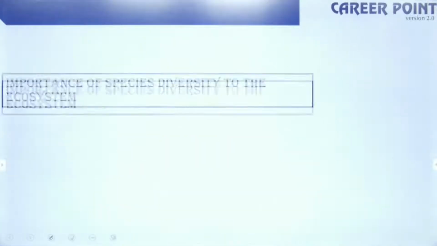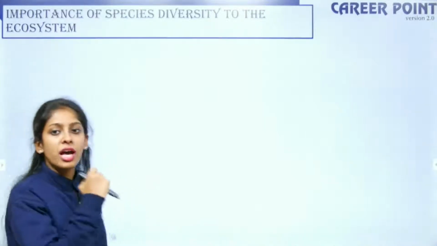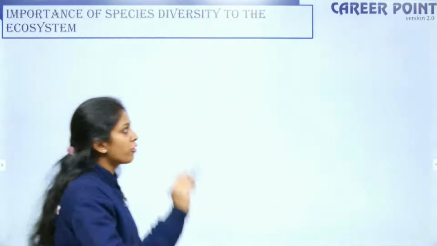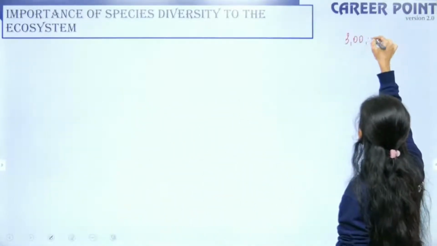Going on to today's topic, what are we going to discuss today? Today, the importance of species diversity to the ecosystem. So how important is species diversity to an ecosystem? For example, we have 3 lakh species of beetles.